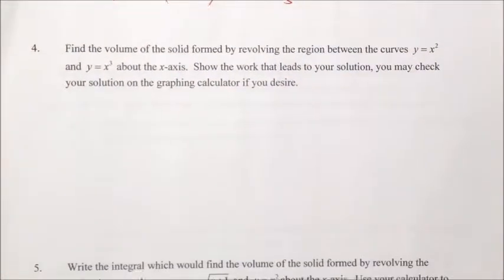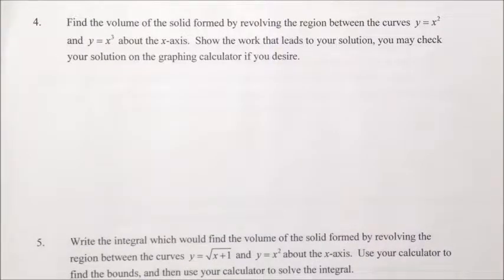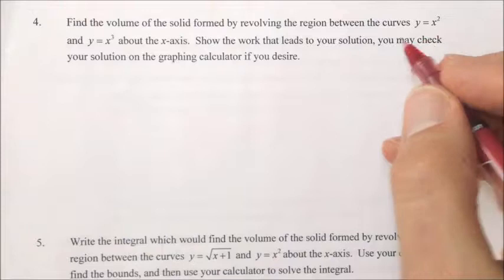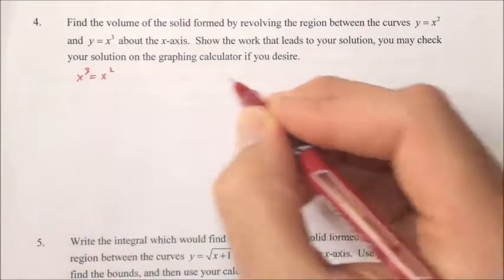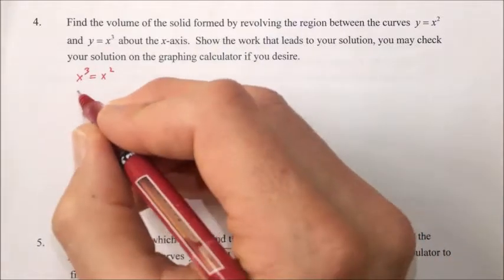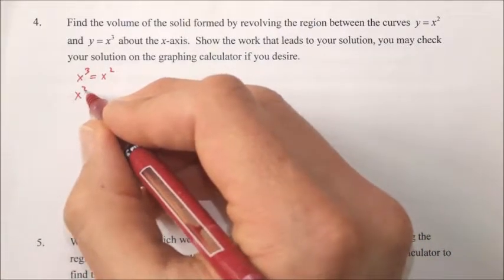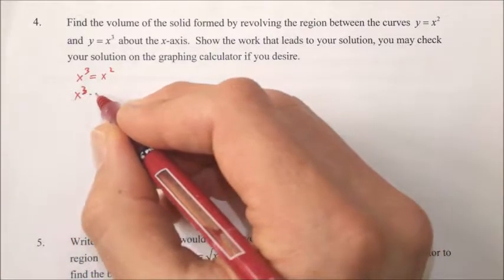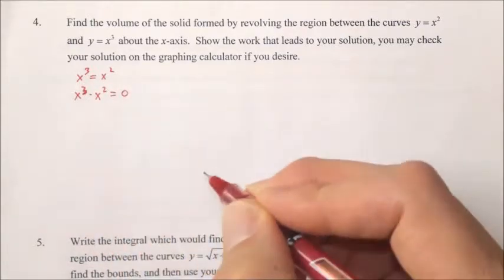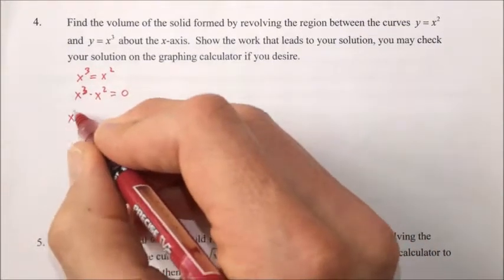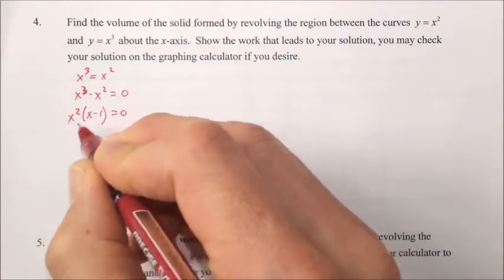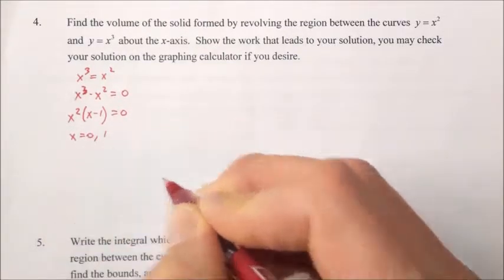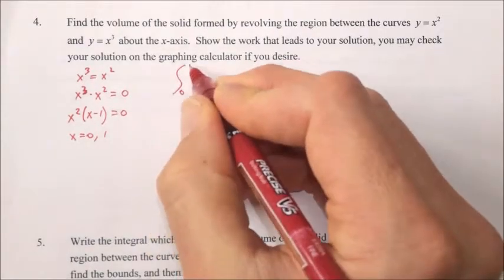For problem number 4, now we have 2 curves, x squared and x cubed. Okay, so for starters we need to find our bounds. Those are not given to us. The way we find our bounds is we set the 2 functions equal to each other. So we have x cubed is equal to x squared. If we subtract x squared from both sides, we have x cubed minus x squared is equal to 0. We can now factor out an x squared, leaving us with x minus 1 equals 0. And using our zero product law, we know that x is either going to be 0 or 1. So those are our bounds, 0 to 1.